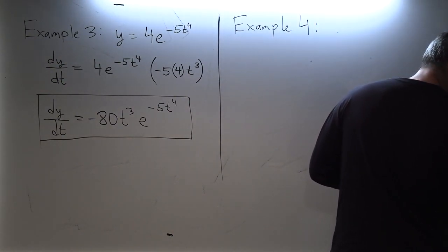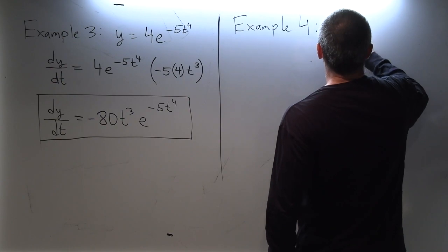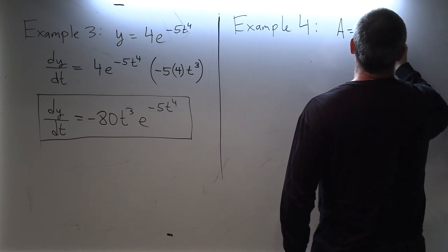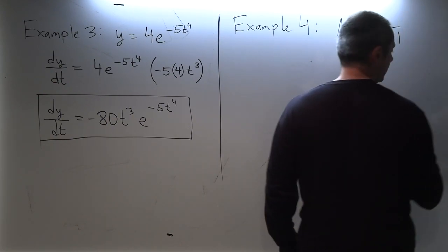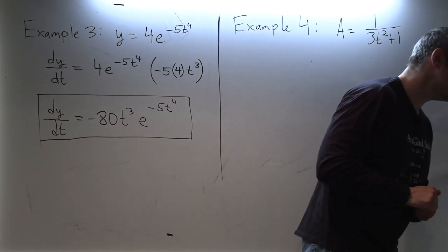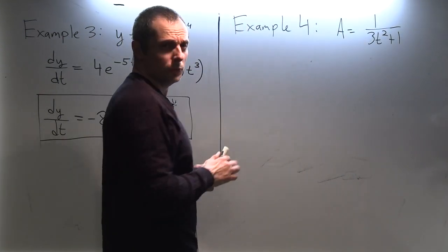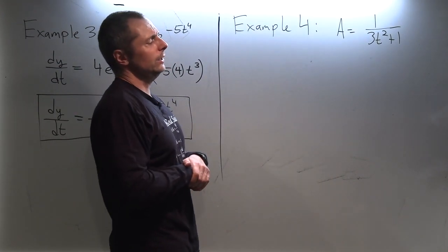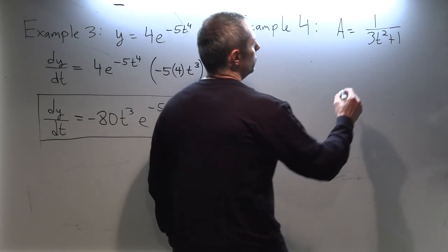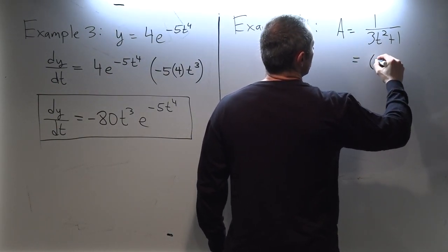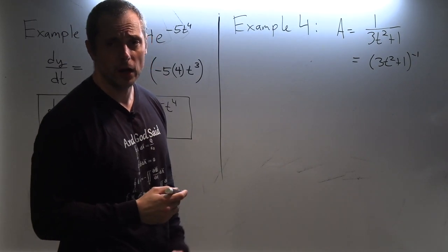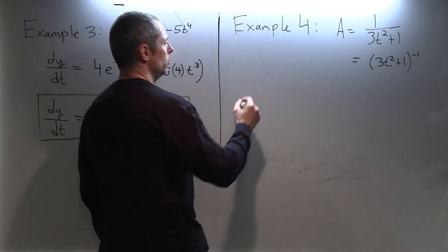Okay, example 4. Let's say A equals 1 over 3t squared plus 1. Now this may look confusing. Maybe you say, we never did anything with something in the denominator like that. But what we could do is rewrite this as (3t squared plus 1) to the negative 1 power, and then just follow the power rule again together with the chain rule.